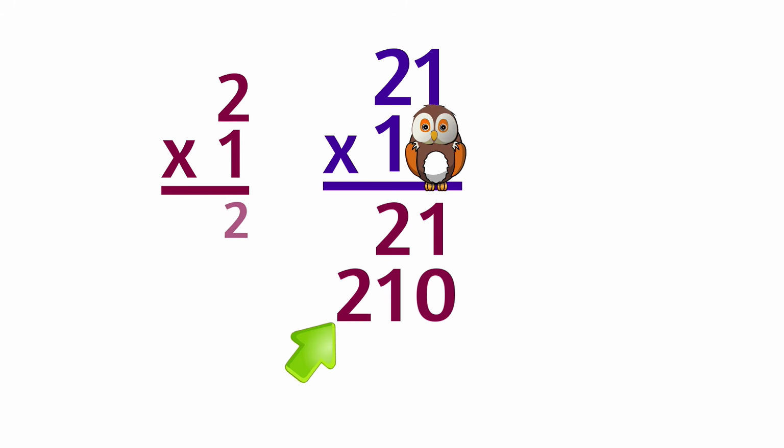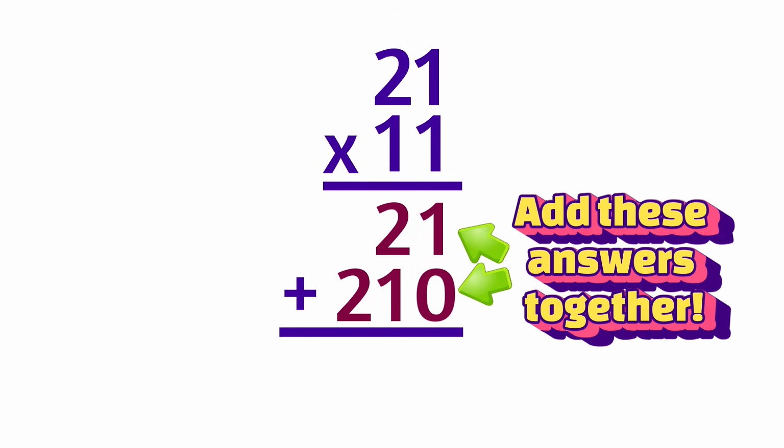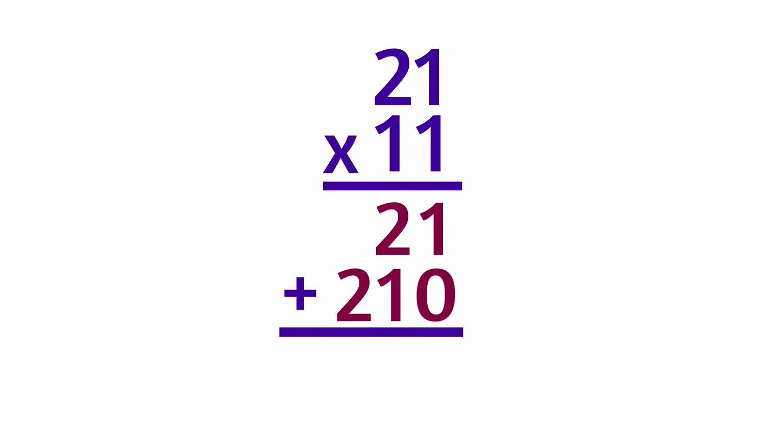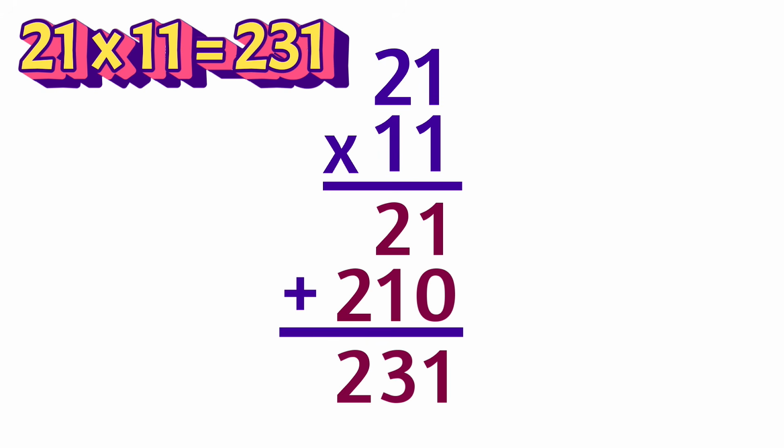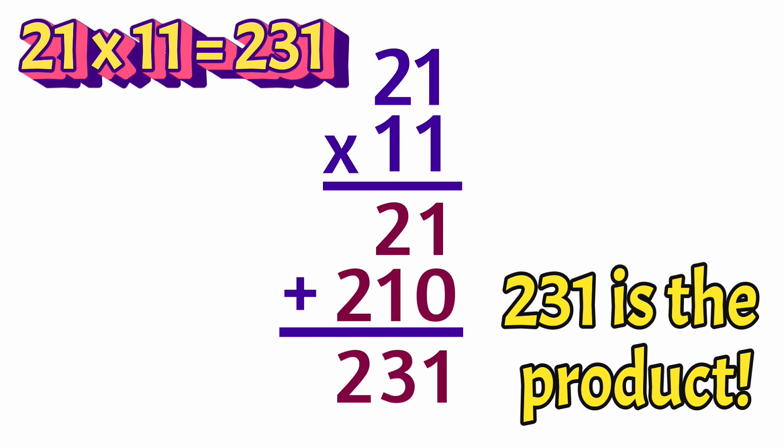We're almost done. Now all we have to do is add these answers together. 1 plus 0 equals 1. 2 plus 1 equals 3. And this final line just has the number 2. And we have our answer. 21 times 11 equals 231. 231 is the product. Amazing job.